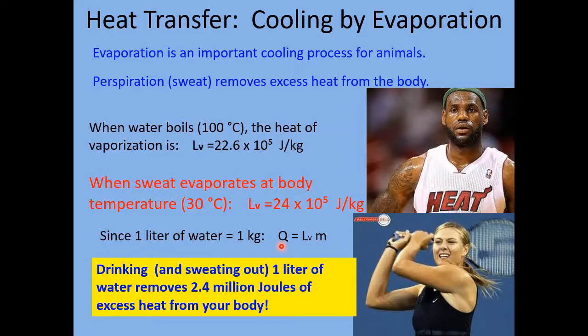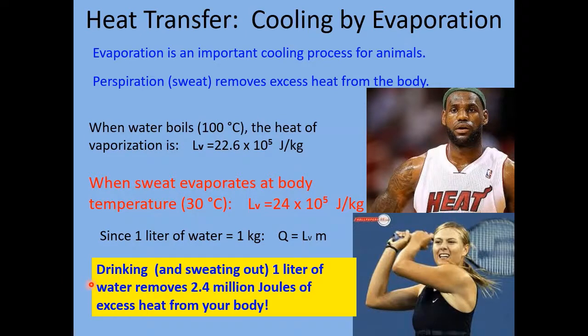So the amount of heat that is taken away from your body when you sweat 1 liter of water, we can calculate very easily by taking the heat of vaporization, 24 times 10 to the 5th, and multiplying it by 1 kilogram, which is 1 liter of water here. And what we end up with is 24 times 10 to the 5th. That's 2.4 million joules.